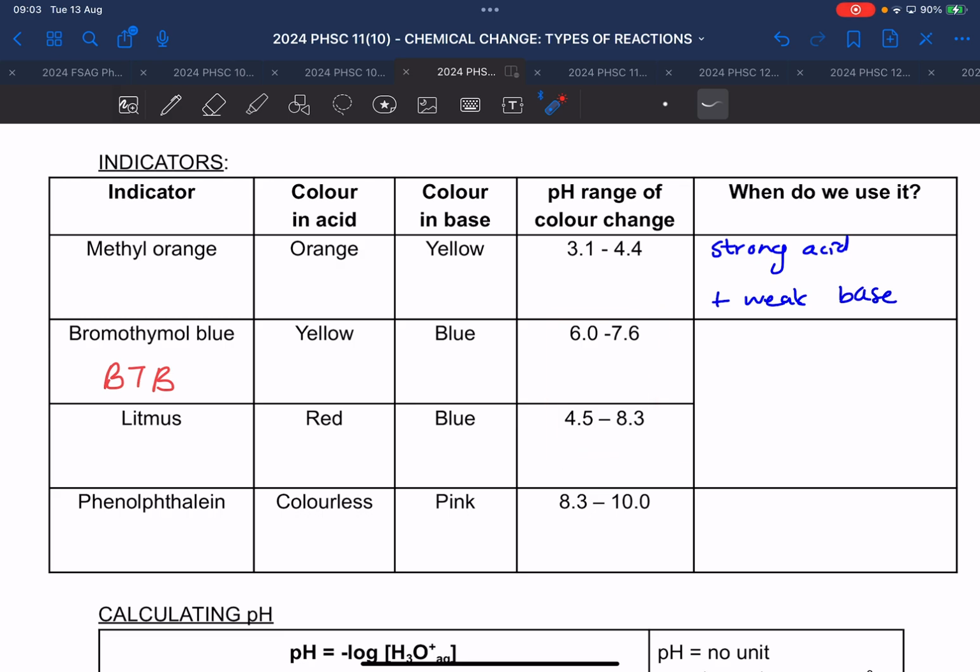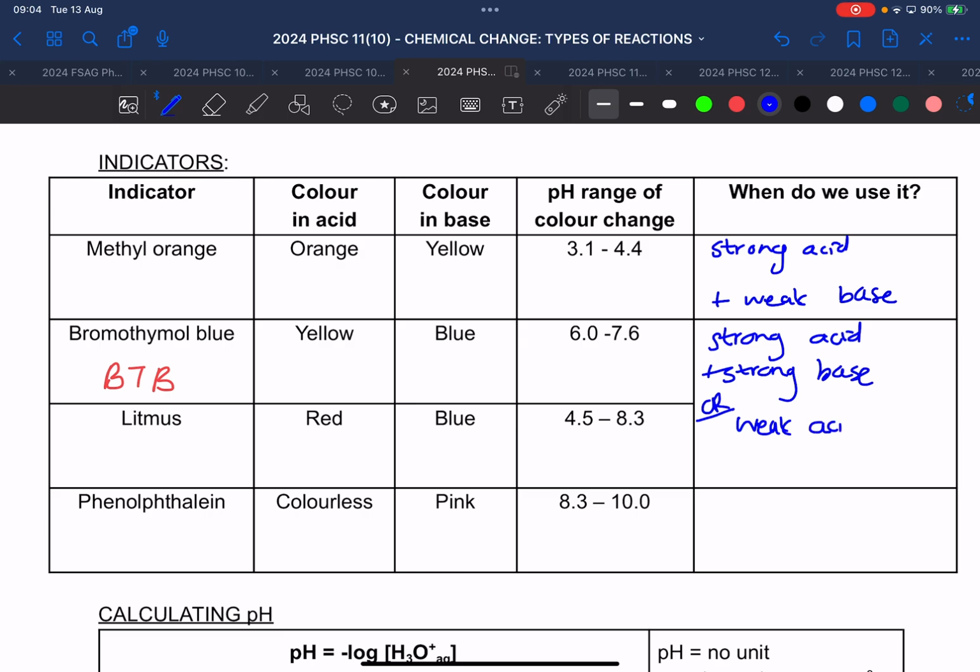Then we see bromothymol blue and litmus paper are more or less in the middle range. This is a bit more to the acidic side, but that's fine. This is very close to 7. So when will we use that? When we have a strong acid and a strong base, or a weak acid and a weak base. You see why you need to know which acids and bases are strong and weak. Then you use bromothymol blue or litmus paper.